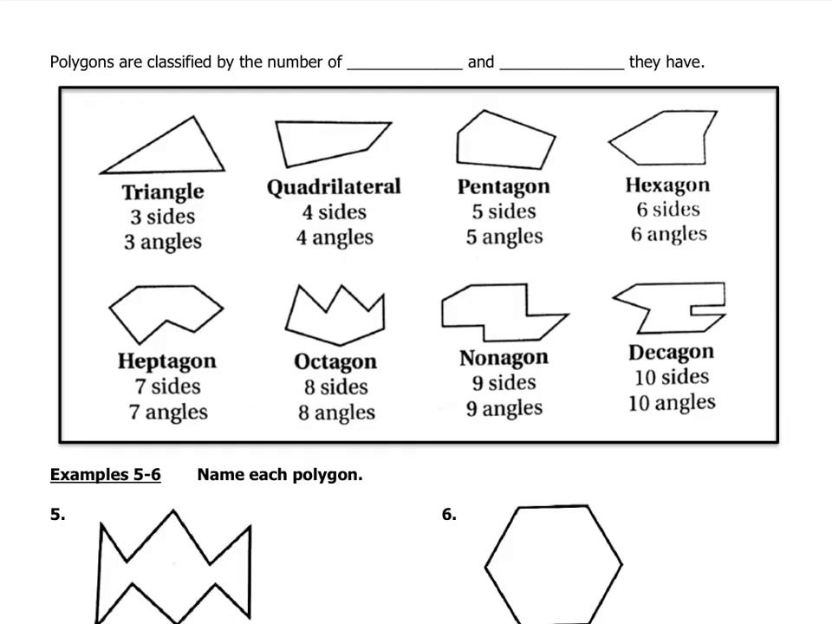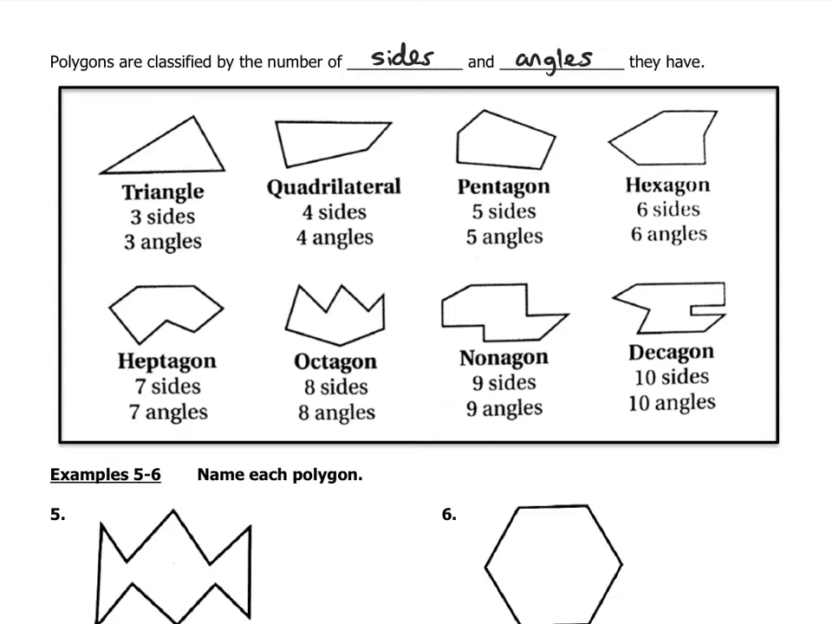Okay, moving on, backside. Polygons are classified by the number of sides and the number of angles that they have. So remember, a polygon is just a general term for a closed figure made up of line segments. And now here below we have some more specific terms that tell you what specific type of polygon it is based on the number of sides and the number of angles. Some of these terms you're probably familiar with, and some you may not be familiar with. You're responsible for memorizing all of the terms in this chart here. Again, some of them you probably already know, and some might take a little bit of work.